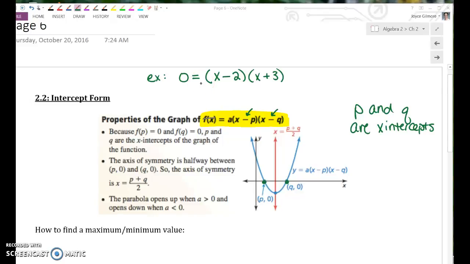What x value would make the first set of parentheses equal 0? What number minus 2 is 0? 2. So the x-intercept is 2. What x value would make x plus 3 equal 0? Negative 3. So your x-intercepts would be 2 and negative 3. That's the math behind it, but really the shortcut is if you see minus 2, the intercept is positive 2. If you see plus 3, the intercept is negative 3. So you might want to write in here opposites.